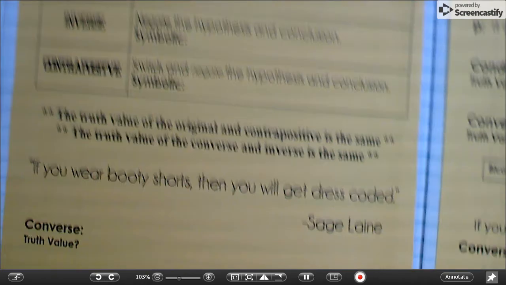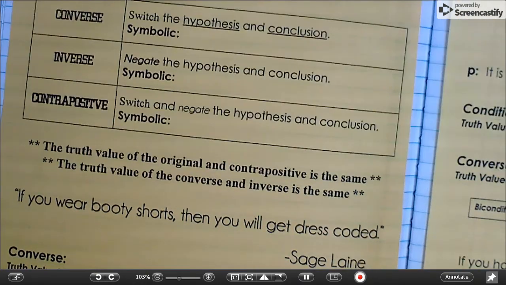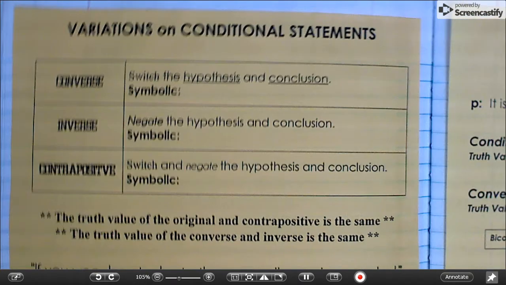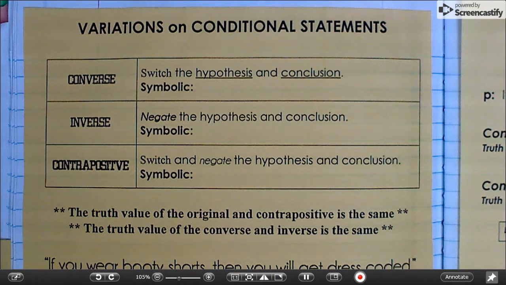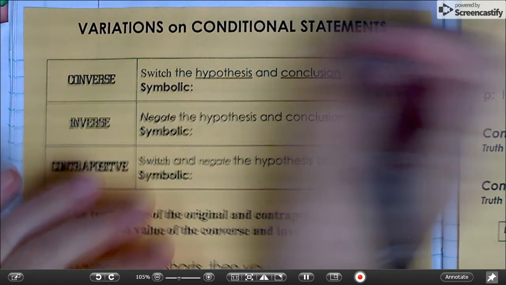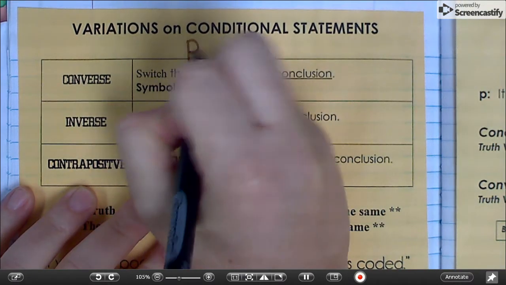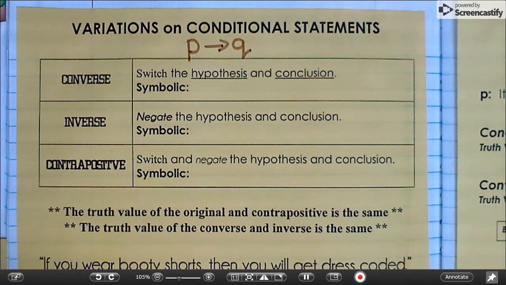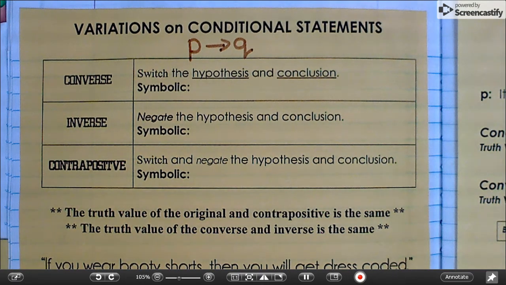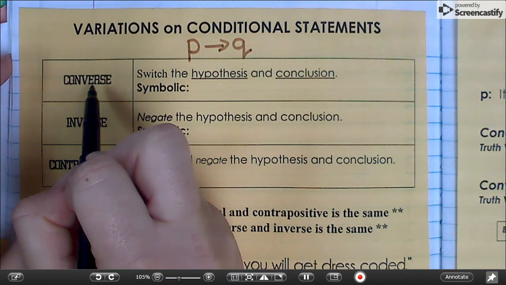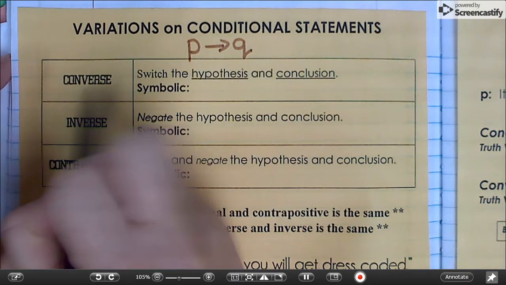We are going to be talking about the variations in conditional statements. And these get kind of confusing over time, so I'm going to use a couple symbols to hopefully help trigger your memory later. First of all, we talked about the general form of a conditional statement being if P then Q, or P implies Q. And so that's going to be our basic.